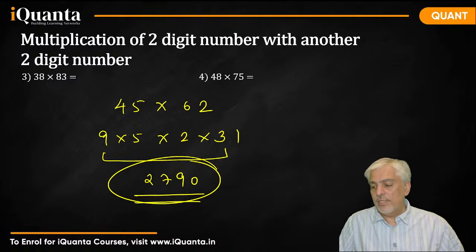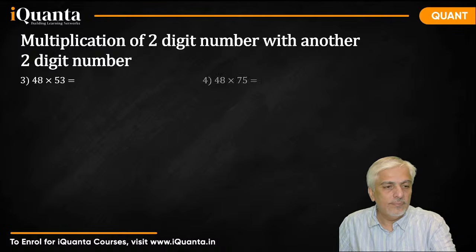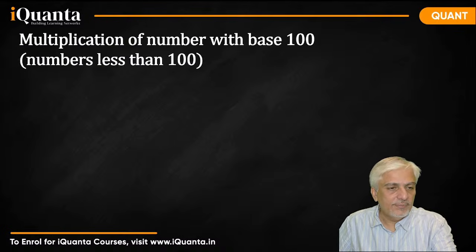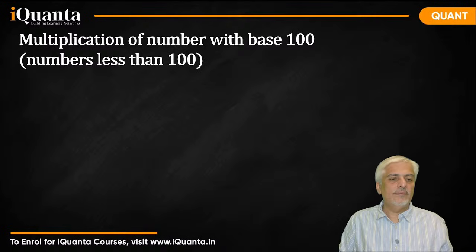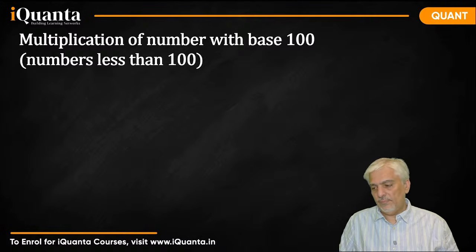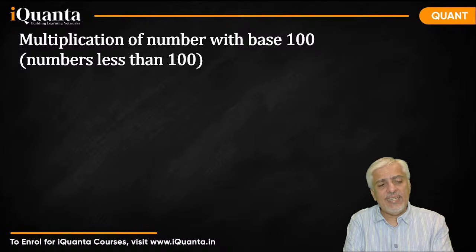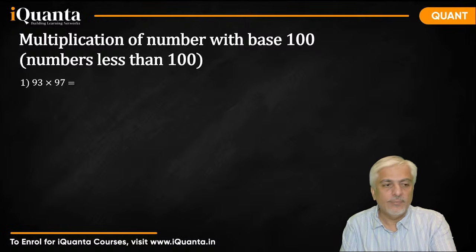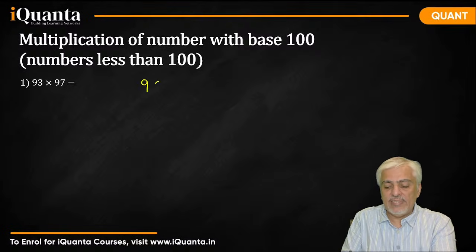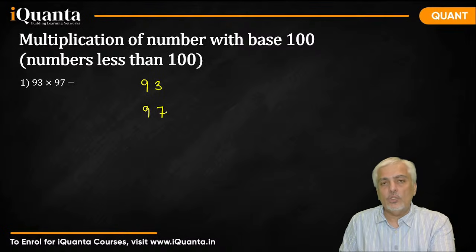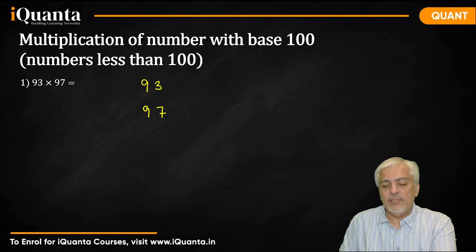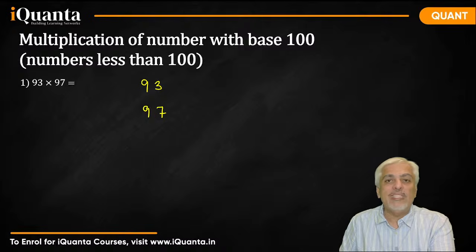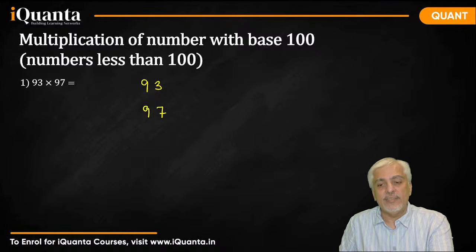Okay, let's go ahead. Enough examples of this. Coming to a very nice, interesting part. You all will like this. Pay attention carefully. 93 multiplied by 97. Everybody pay attention carefully. Stop whatever you're doing and pay attention. This method is applicable to multiply two numbers which are both close to 100.